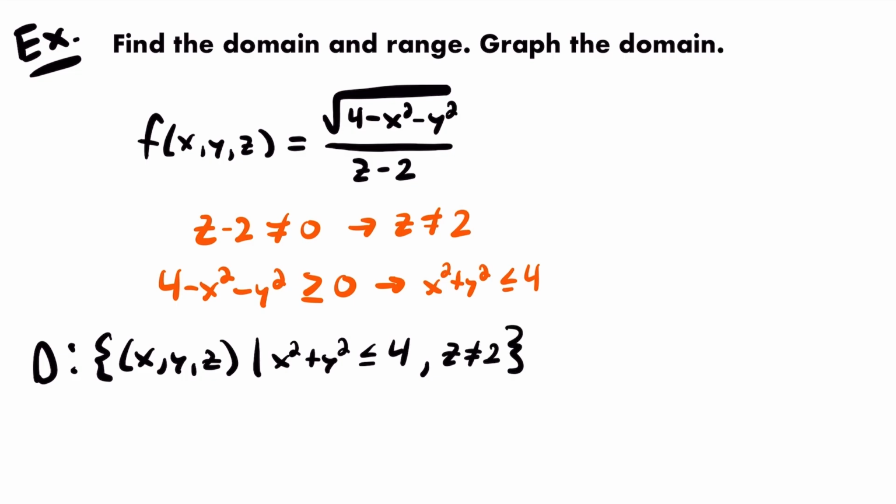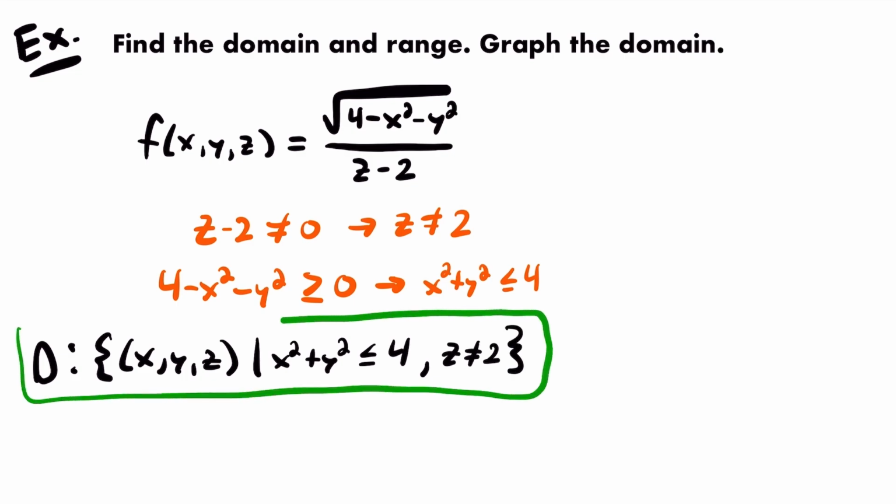Okay, that's the domain. But now what about the range? Because that seems a little bit tricky this time around. If you're looking at the numerator, it's true that there would be a restriction on what can possibly be outputted by the square root of this expression. And so you might think that we're not going to include all real numbers, but whatever that is going to be divided by z minus 2, which the only thing that can't be is 0.